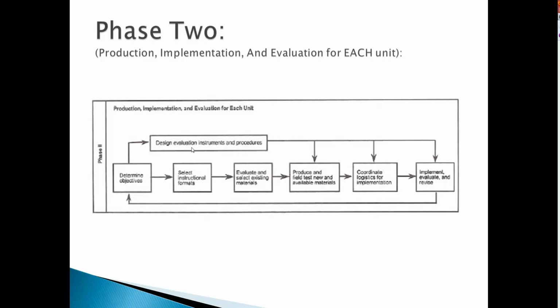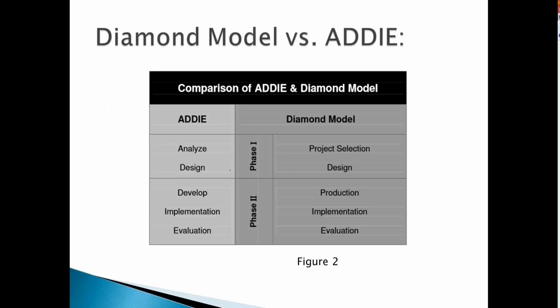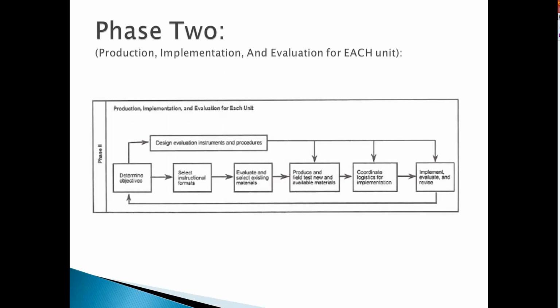We will do the designing evaluation instruments and procedures. They will select instructional formats, and they will evaluate and select existing materials. All performed concurrently, focusing on the unit's objectives previously defined in step 1 of this same phase. The outcome of the completion of these 3 steps will be new materials and revision of existing materials.